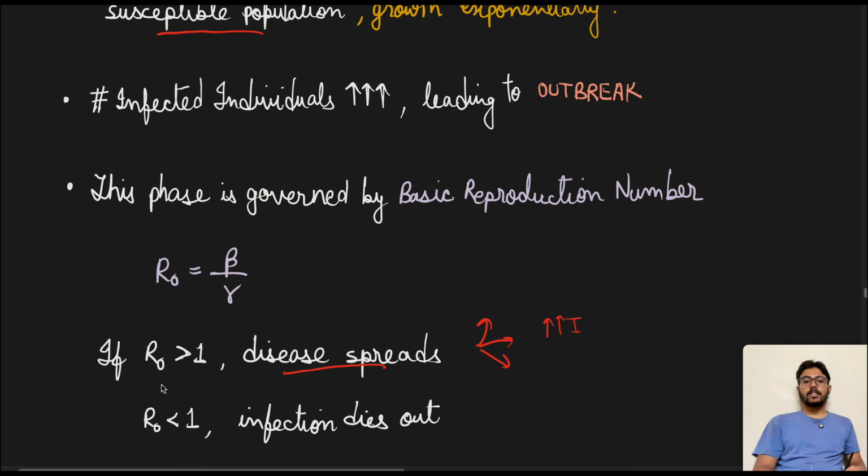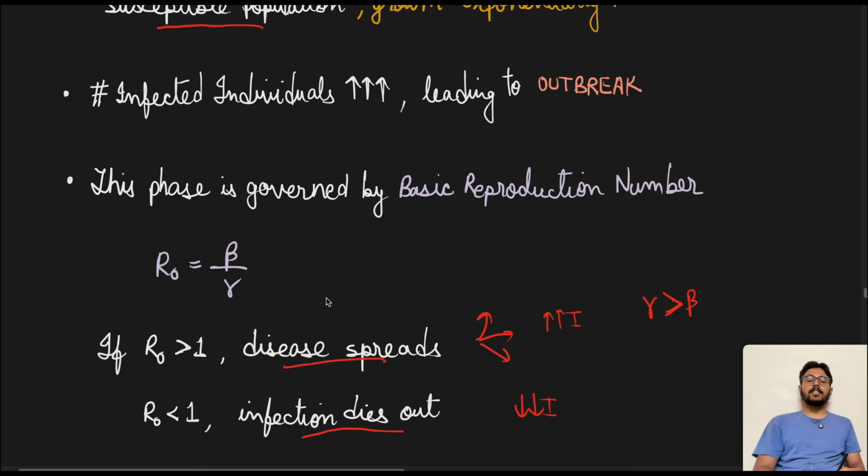The other part, which is if R naught is less than 1, where gamma exceeds beta, so we will say that the number of infected individuals is going to decrease in the near future. Consequently, the infection is seen as in a dying out situation right now.